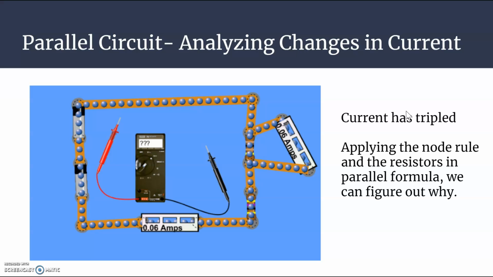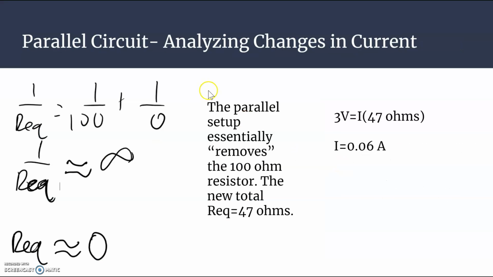But why is that? Using the node rule and the resistors in parallel formula, we can figure out exactly why that happened. So using this formula here, where 1 over the equivalent resistance equals 1 over R1 plus 1 over R2, we found that the equivalent resistance was actually 0. So this meant that the 100 ohm resistor essentially did not exist, and then the total equivalent resistance across the entire circuit was now just 47 ohms, roughly 1/3 of the previous, and the electromotive force stayed the same, and therefore the current had to triple.